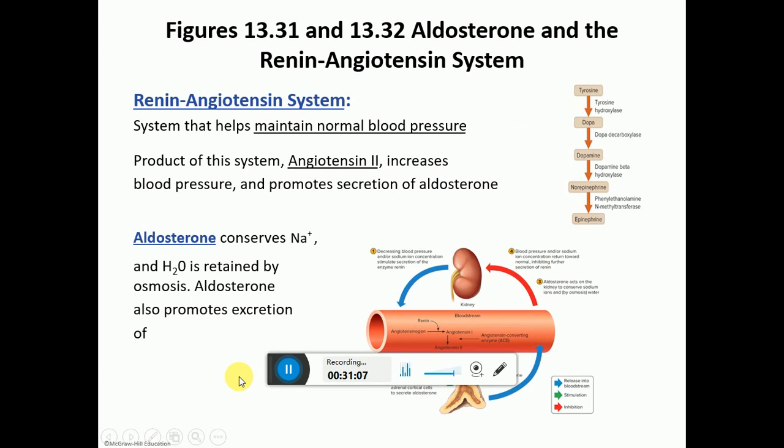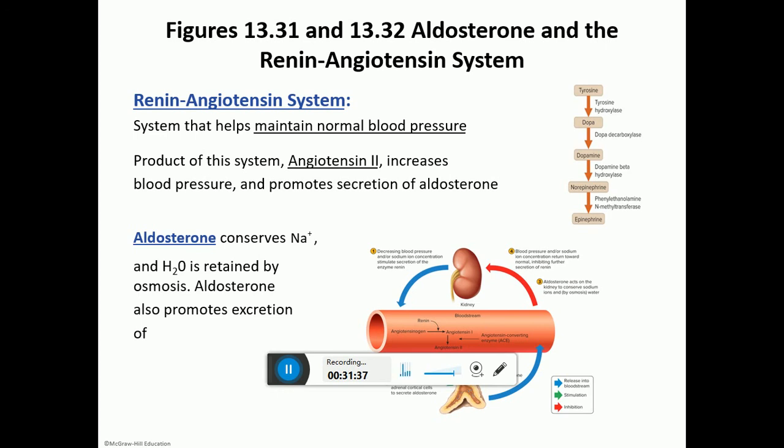Now the renin-angiotensin system is a system that helps maintain normal blood pressure, and the product of that whole system, angiotensin 2, increases the blood pressure and promotes the secretion of more aldosterone. As we said, aldosterone conserves sodium, so it keeps sodium in the bloodstream, and it dumps the potassium in the urine.